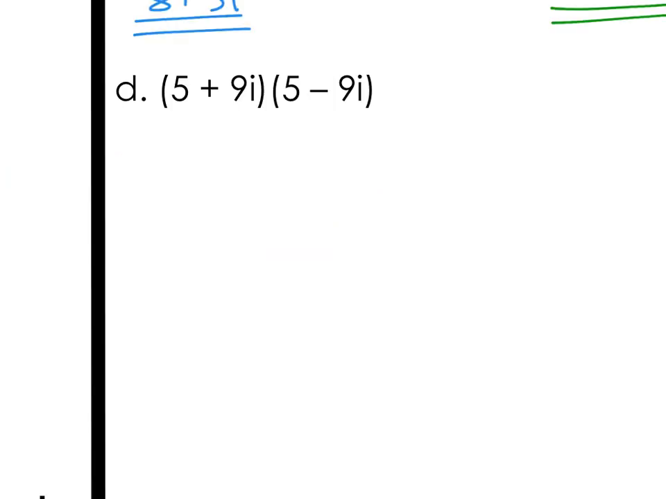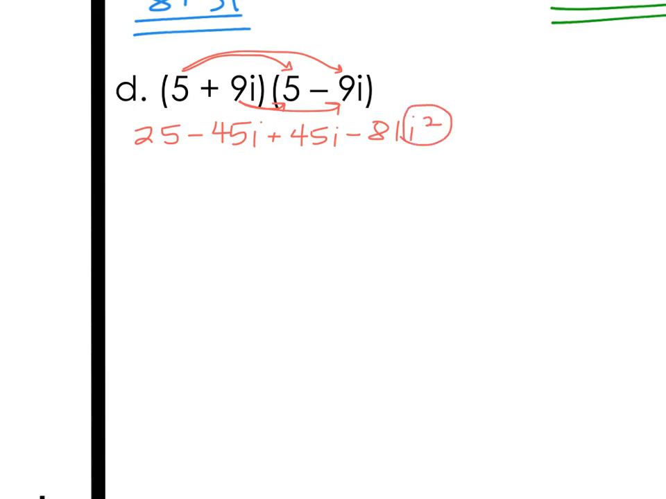Watch what happens when the complex numbers look similar, but the only difference is there's a positive and a negative in between the a and bi values. Again, we're going to start this one just like we did example C. I'm going to take the 5 and distribute it to both parts in that second parenthesis. 5 times 5 is 25, minus 5 times 9i would be 45i. Then if we take the 9i and do the same thing, positive 9i times 5 would be positive 45i, and then 9i times negative 9i would be negative 81i squared. Again, recognizing that i squared is going to have an impact on our solution, and negative 45i plus 45i.